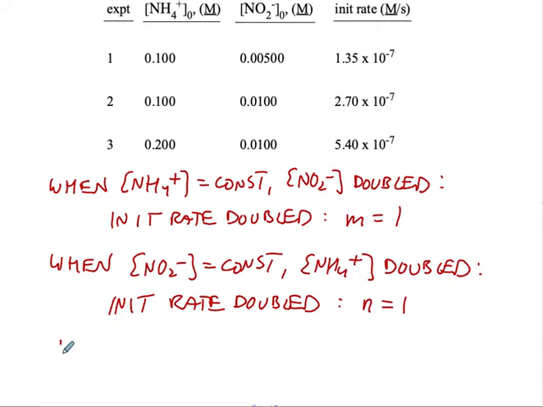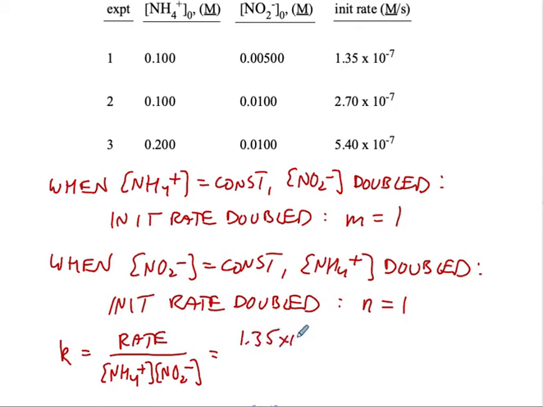Quite simply, we say K is equal to the initial rate divided by the product of the ammonium concentration and the nitrite concentration. And I can take any one of those data points. Let's take the first one, 1.35 times 10 to the negative 7th moles per liter per second, divided by the product of the concentrations of ammonium and nitrite, 0.100 mole per liter, times 0.00500 mole per liter.